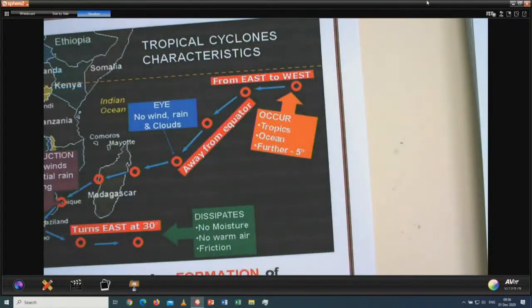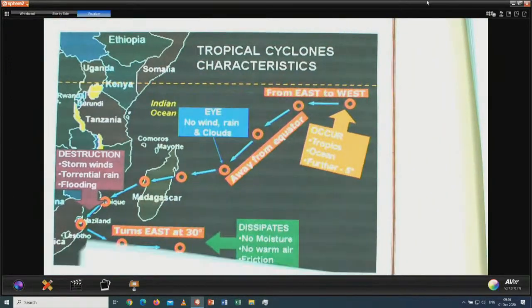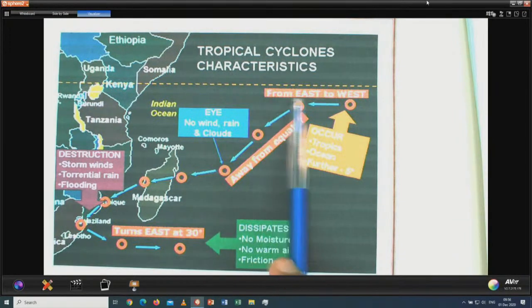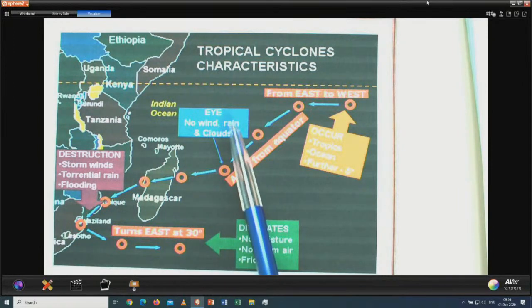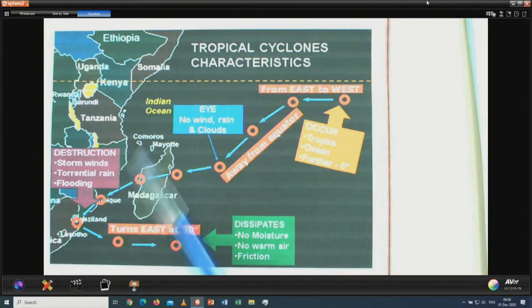So basically the following is the summary of tropical cyclones. So let us look at this summary. They move from east to west, driven by easterly winds. They move away from the equator. In the eye, there is no wind, there is no rain, there are no clouds. So these are what we can expect in the coastal areas of the eastern part of Africa, South Africa, Mozambique, and others.